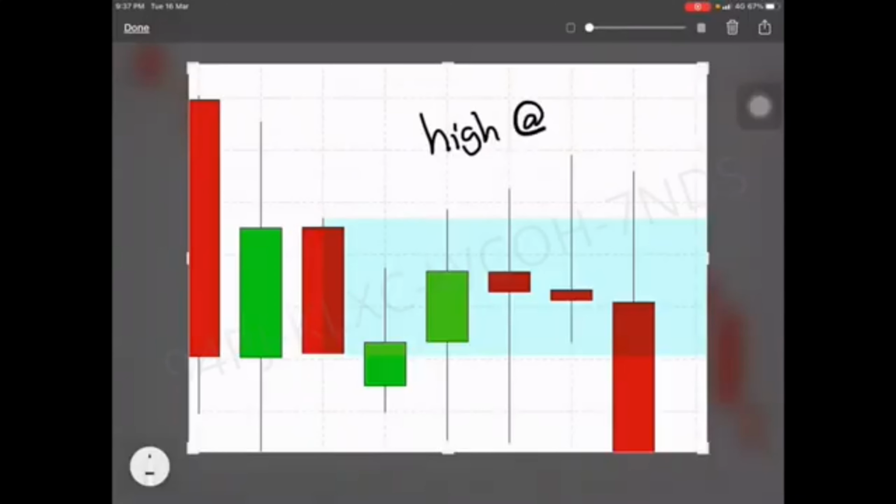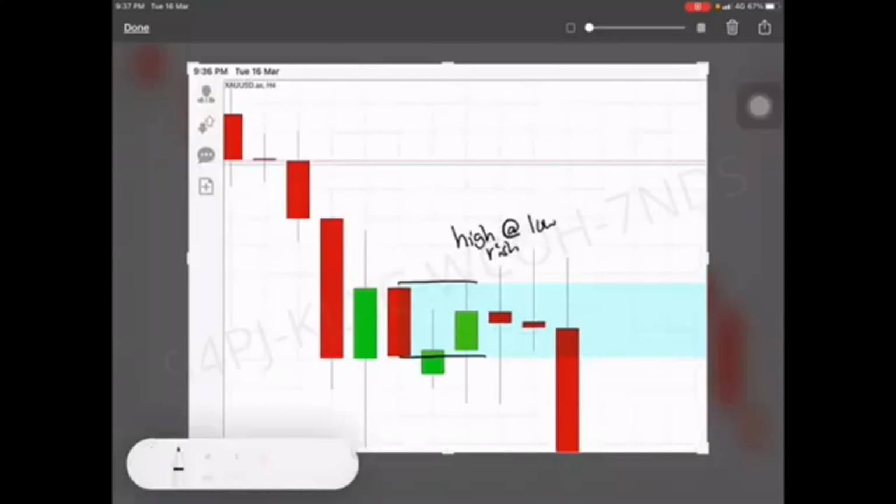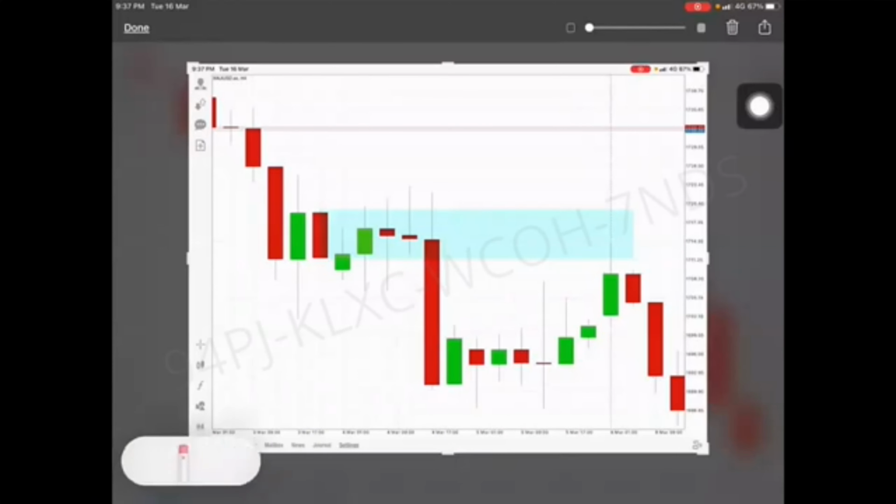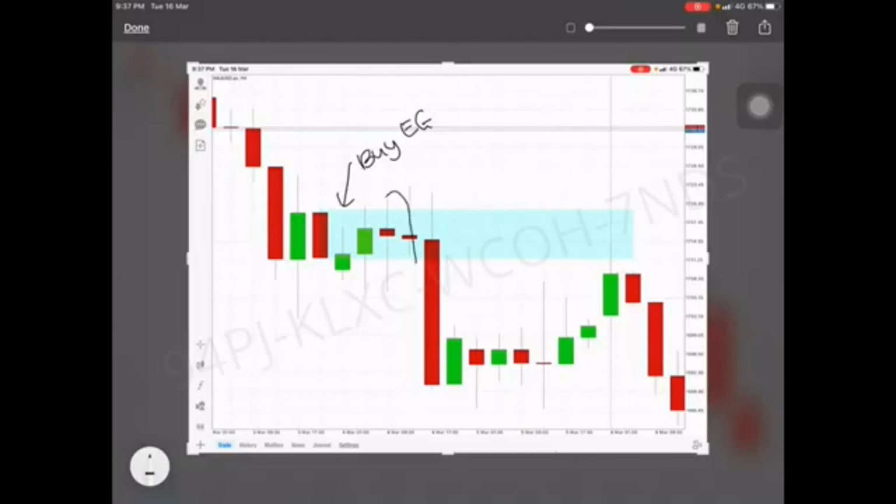The price reached that zone. Look. When the price reached the zone, this is buy engulfing. But the price broke down. Okay, so when it broke down, that place has become engulfing fill or EF zone.